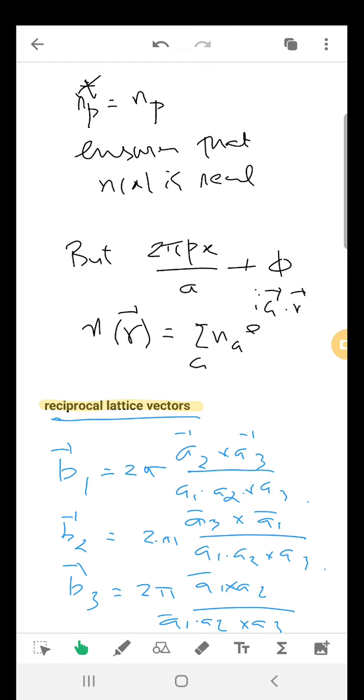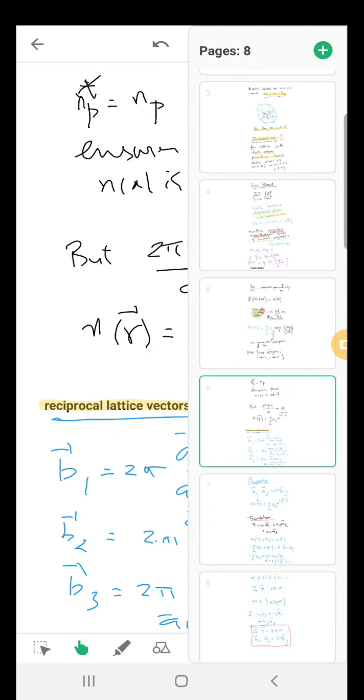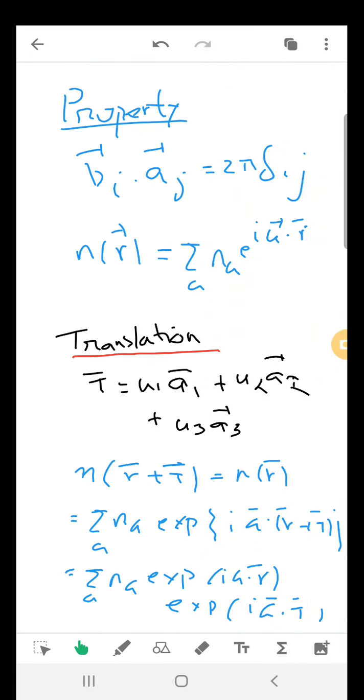Now this is where the reciprocal lattice comes into the picture. This is a very well known vector. The reciprocal lattice vectors are given as b1, b2 and b3, where b1 is 2 pi times a2 cross a3 divided by a1 dot a2 cross a3, and the same goes for b2 and b3. And the property of the reciprocal lattice is b_i dot a_j is 2 pi delta_ij, and these are the two properties.